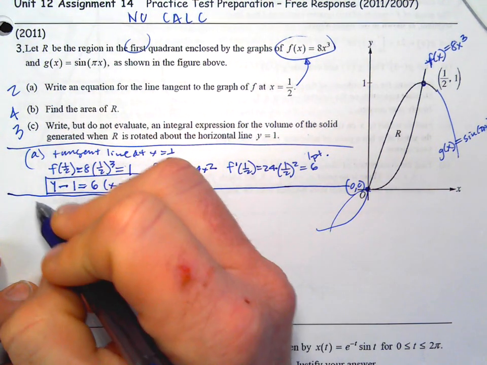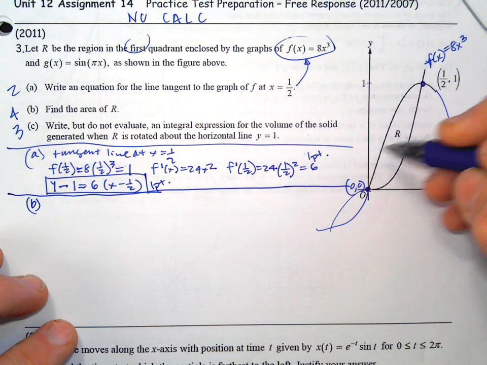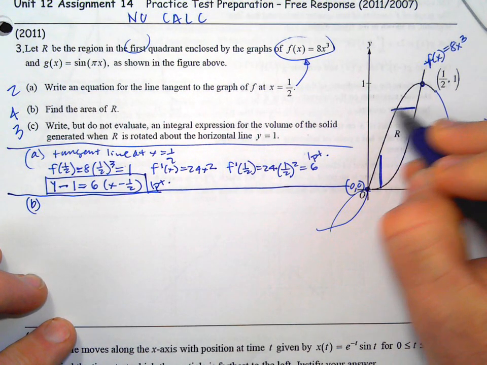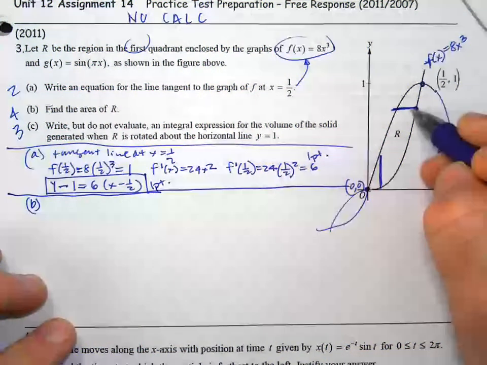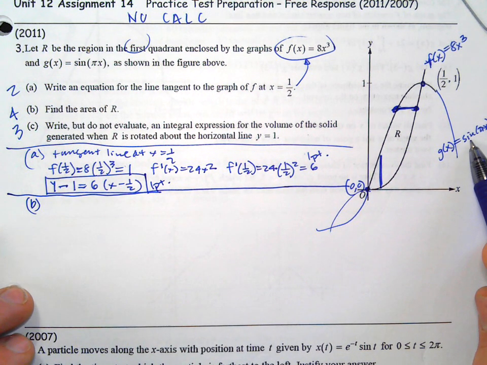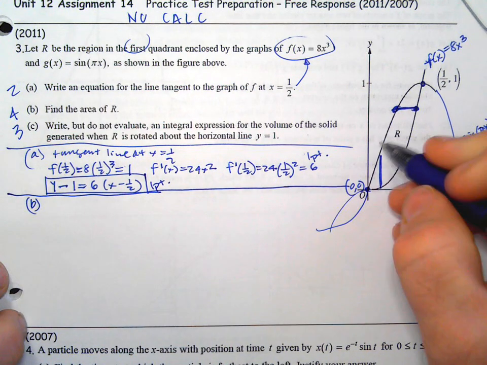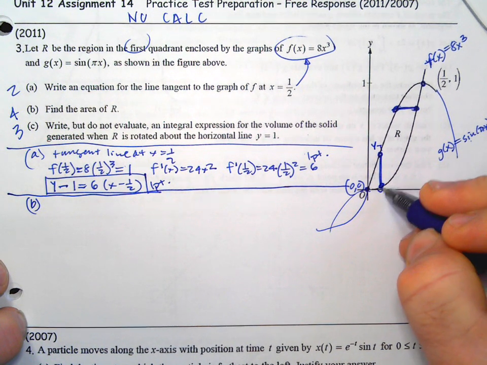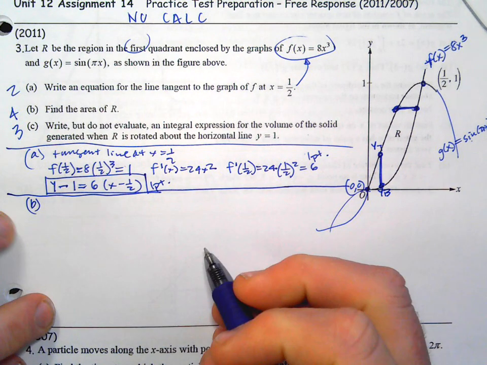Part B, find the area of R. Now we can do vertical slices or possibly horizontal slices. I don't think you're going to want to do horizontal slices without a calculator because it's going to involve inverse sine, which you don't know how to integrate. So vertical slices is probably going to be the way to go. Even with a calculator, probably vertical slices would be a little more convenient.